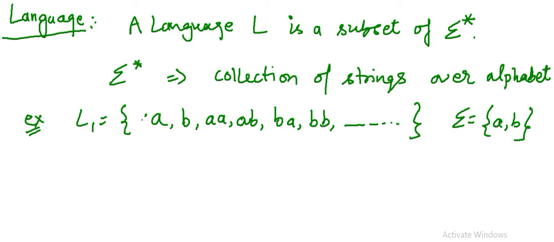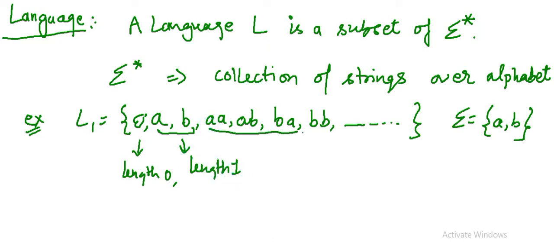It also includes the empty string, which is nothing but epsilon. So a language can be of length 0. These two are of length 1. These four are of length 2. And we can generate strings of length 3, length 4, length 5, length 6, length 7, and up to infinity.